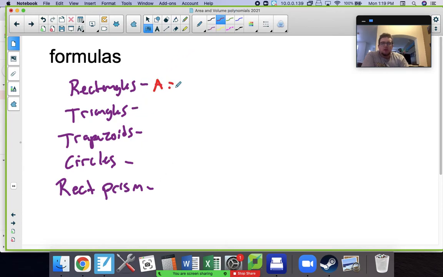So area of a rectangle, you might know it as length times width or base times height, either is the same. Triangles, base times height divided by 2.